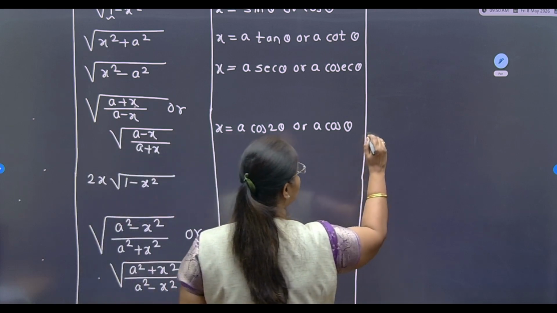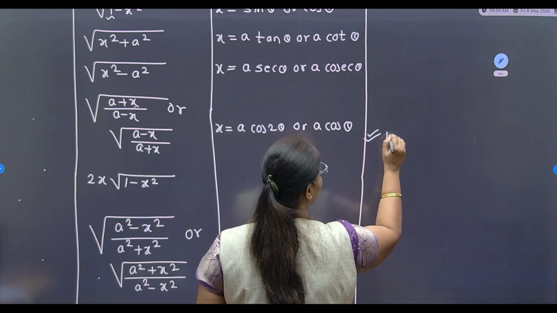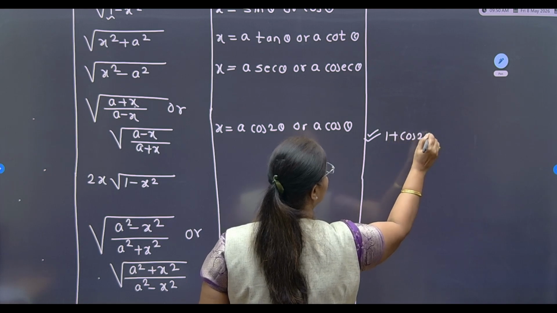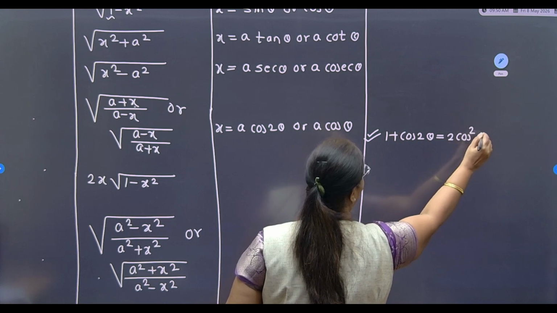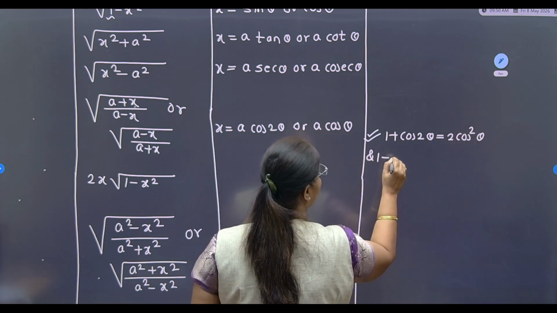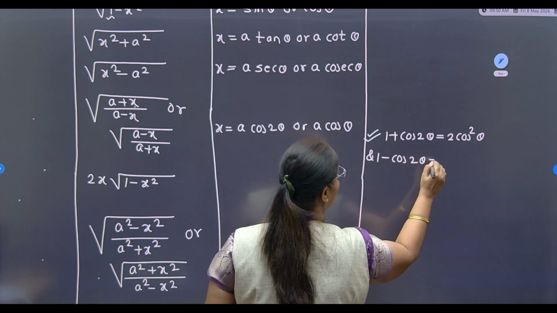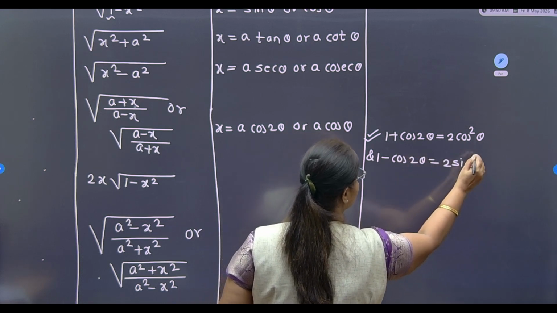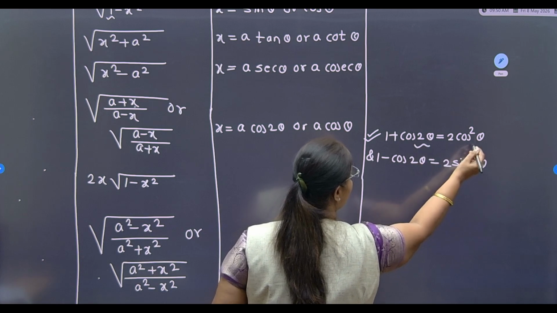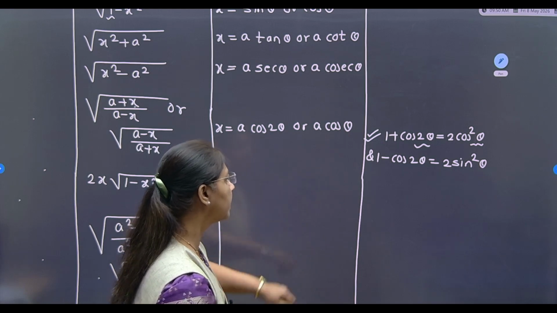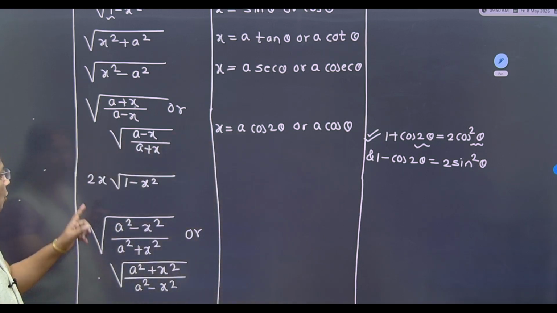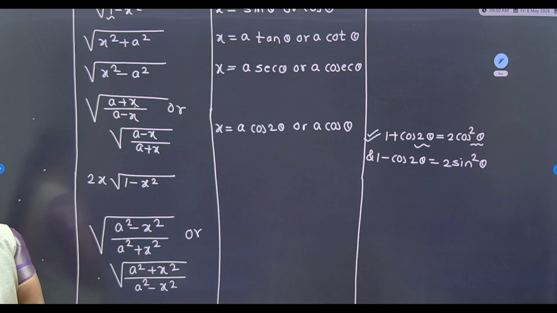Then we know the most important results: 1 plus cos 2 theta equals 2 cos square theta, and 1 minus cos 2 theta equals 2 sin square theta. Here on the left it is 2 theta, and on the right side it is the half angle. Using that result.